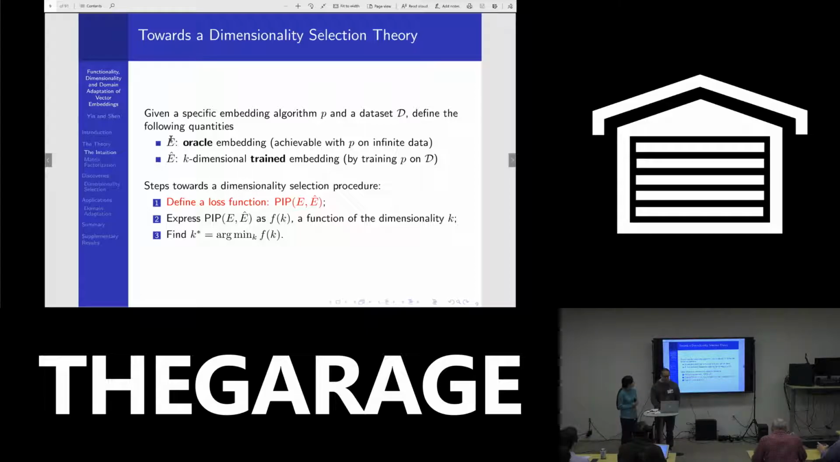If we want to apply this same statistical procedure, we need to fill in all the missing steps. First, if we have an oracle embedding and a train embedding, we need a proper loss function between them to measure their closeness. We propose this loss function called p-loss, pairwise inner product, which I will introduce shortly. After we have this loss function between word embeddings, we can express it as a function of the dimensionality so that we can select the dimensionality k that minimizes it. That is the procedure for our dimensionality selection proposal.